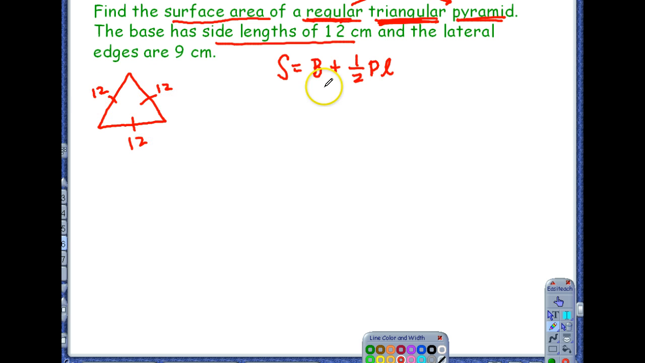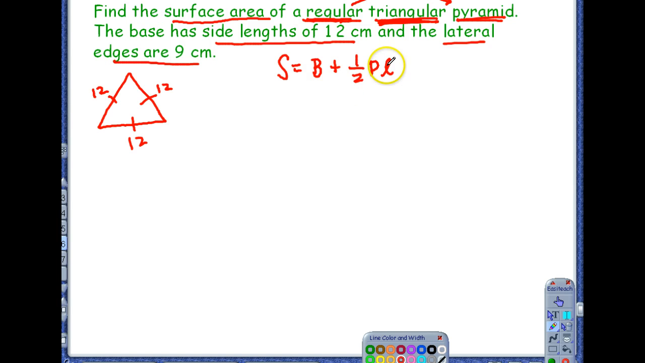Now, in the formula, the base area, you can find it with that. The perimeter of the base, you can find it with that. Now the slant height, let's read on. It says, and the lateral edges are 9 centimeters. Okay, we haven't seen one like this. So we're going to talk about that in just a minute. Let's find things that we already know. Okay, so let's start with the base.